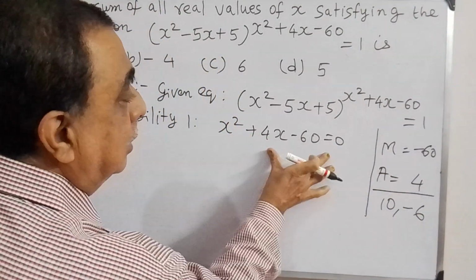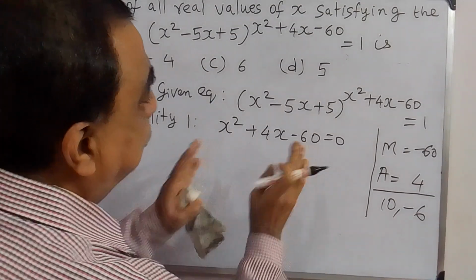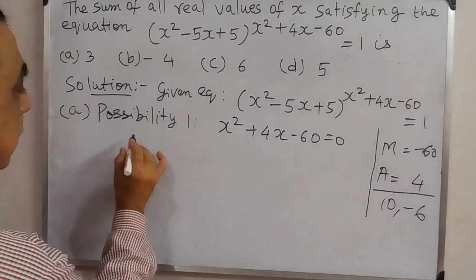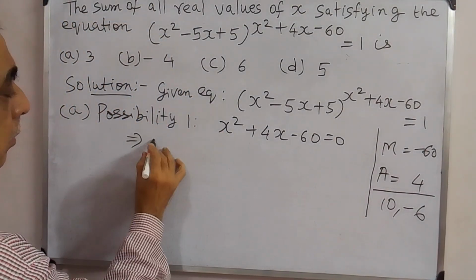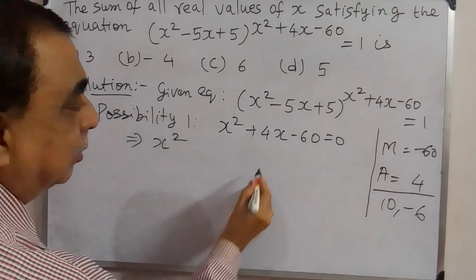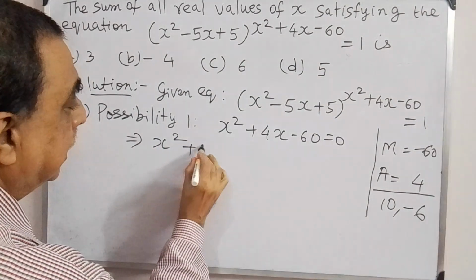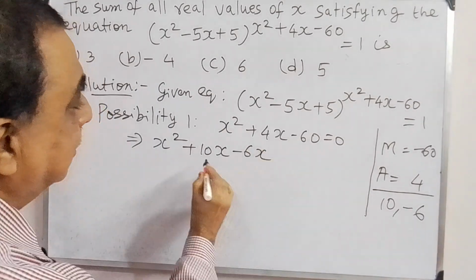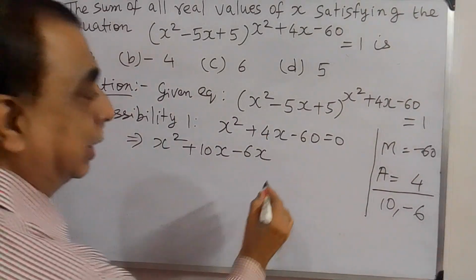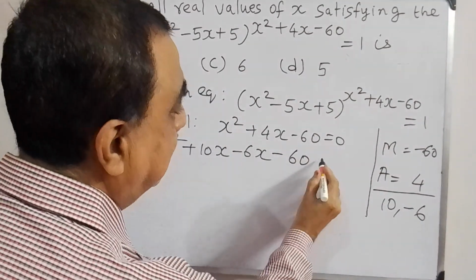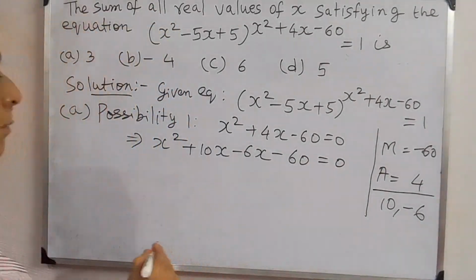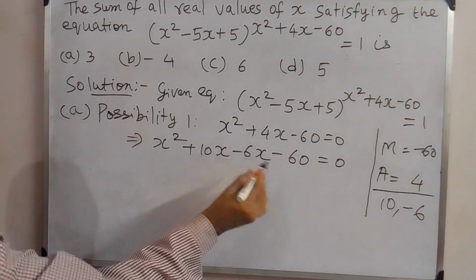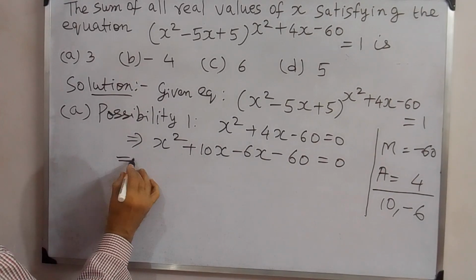And the last terms we will copy just as they are. So this will become x squared, and plus 4x I am writing as 10x minus 6x, because 10x minus 6x is 4x. And minus 60 I am copying as minus 60. So now solve this quadratic equation.